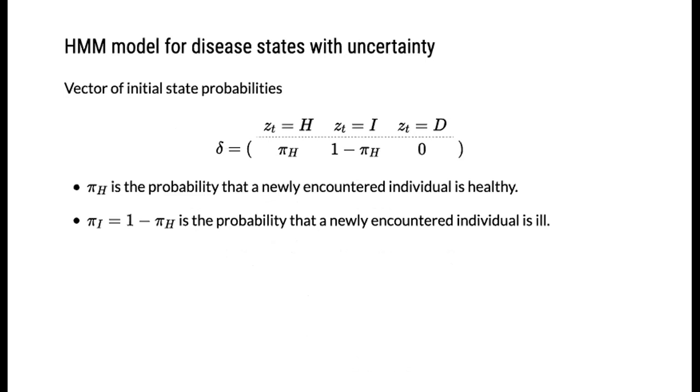Here, the probability that a newly encountered individual is healthy is pi h, and pi I, 1 minus pi h, is the probability that a newly encountered individual is sick, is ill. Okay. And the probability that a newly encountered individual is dead is zero because it's newly encountered.